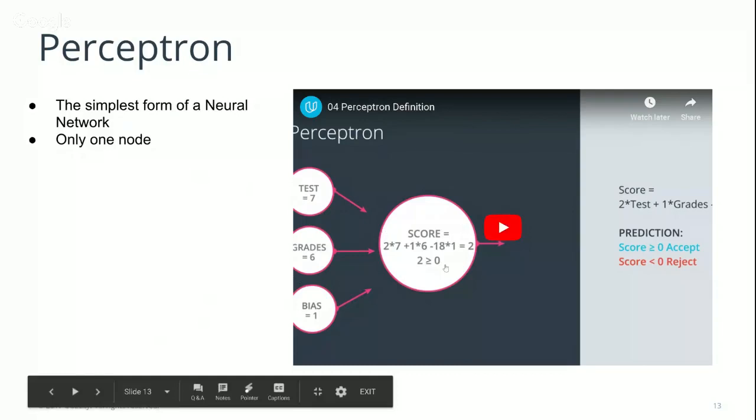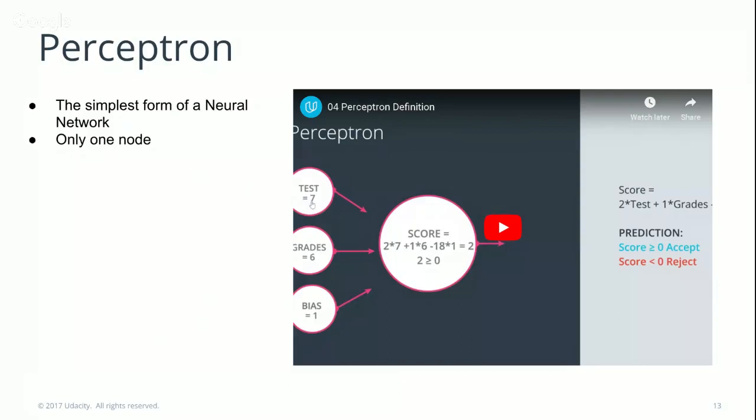As you can see in the center bubble here where it says score is equal to, what we're doing here is we're multiplying the test score by 2, and that's the weight for the test score. We're multiplying the grades by 1, so the grades we're taking linearly. And then we're multiplying the bias by negative 18.